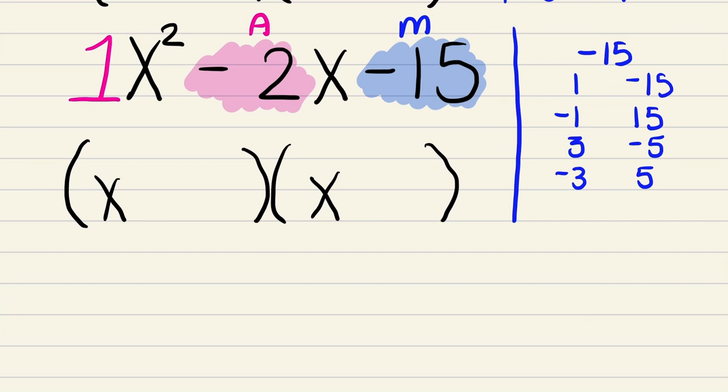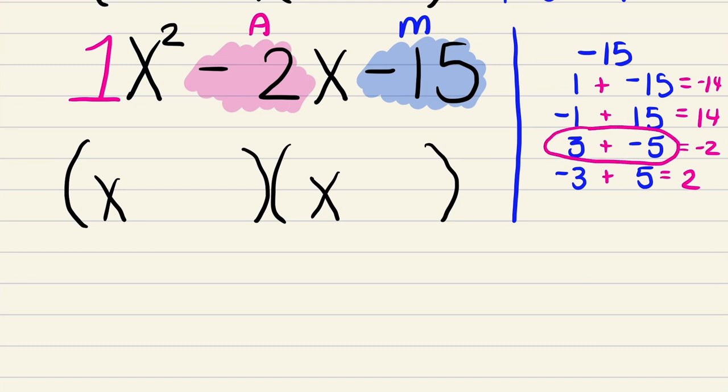So let's take a look at these sums. 1 plus negative 15 is negative 14. Negative 1 plus 15 is positive 14. 3 plus negative 5 is negative 2. And negative 3 plus 5 is positive 2. So each of these examples gives us a different sum, but the sum that we are looking for is negative 2. So we are going to use these two here.